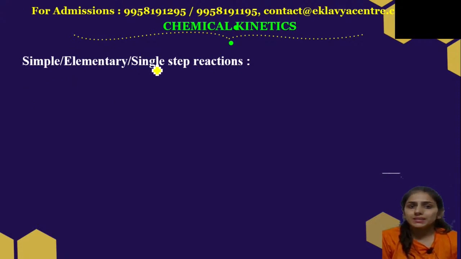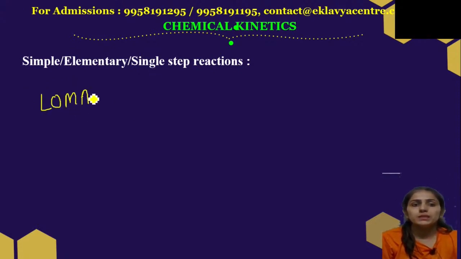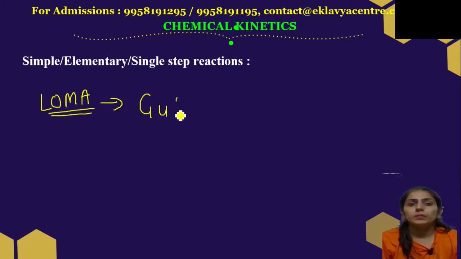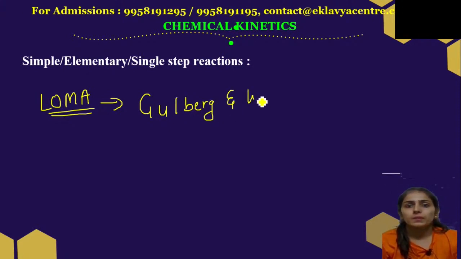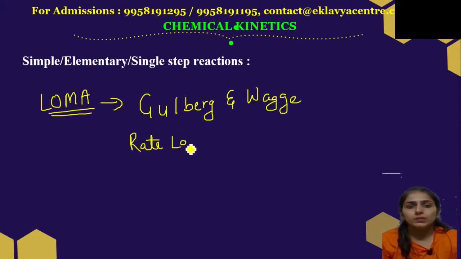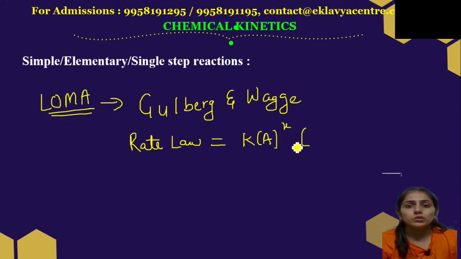Before studying about the single step or elementary reaction, I'll tell you a little thing about the law of mass action, which was given by Goldberg and Waage. According to them, the rate law can be written as the rate constant multiplied by the concentration of the reactants raised to the power of their stoichiometric coefficients.